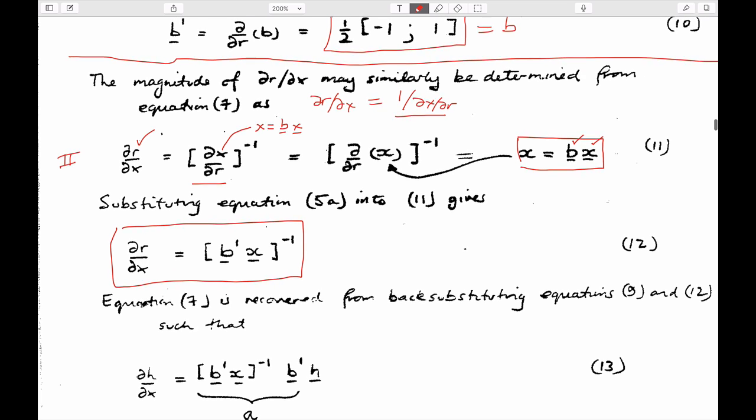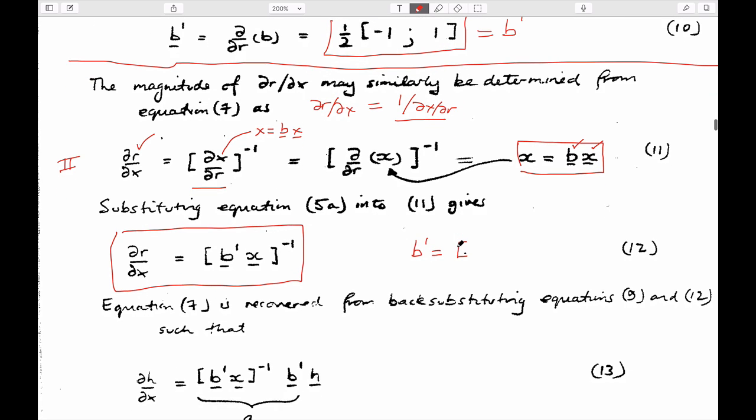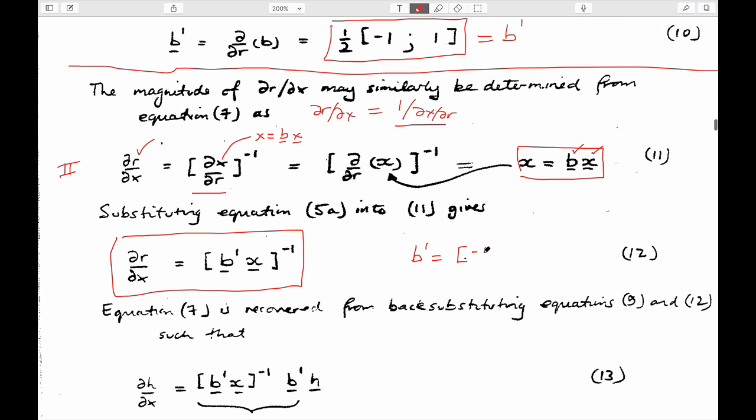And if that's the case, then we know that we can get this. So this is just the derivatives of the shape function. Remember that B prime is equal to minus 1, plus 1, times a half. We did it up here. And this is just the magnitude of the x-coordinates. So we have that, and this is our second term that we've got.